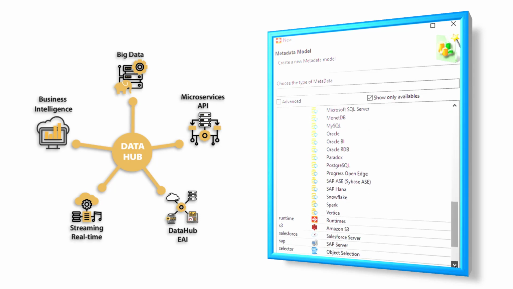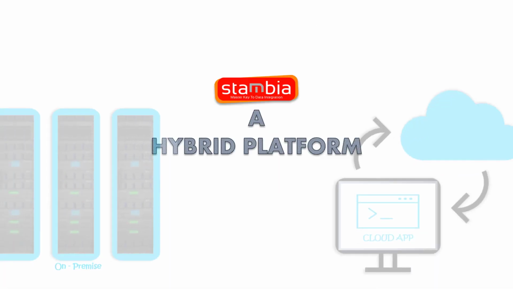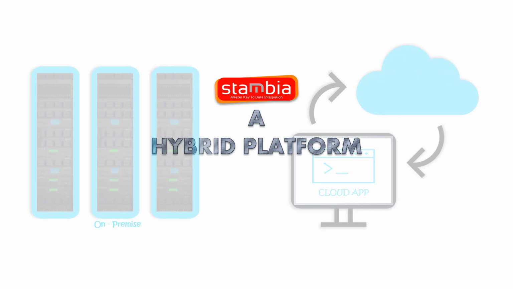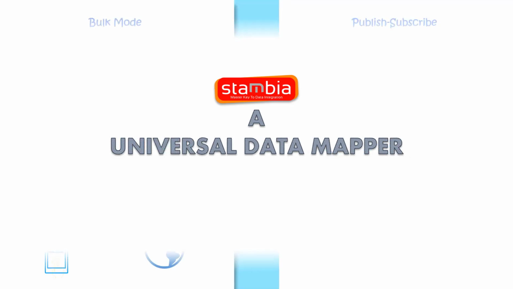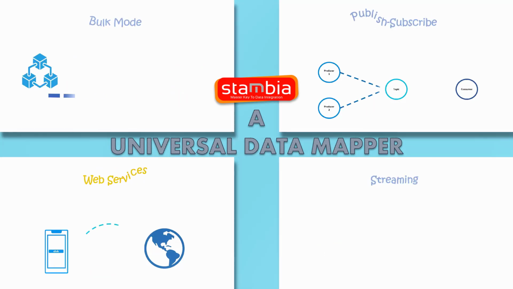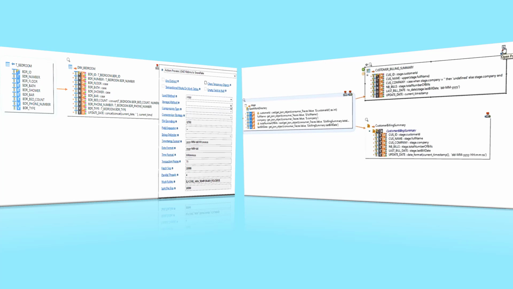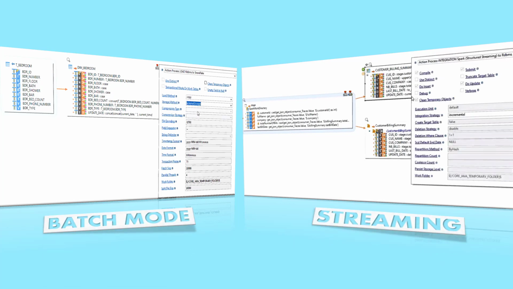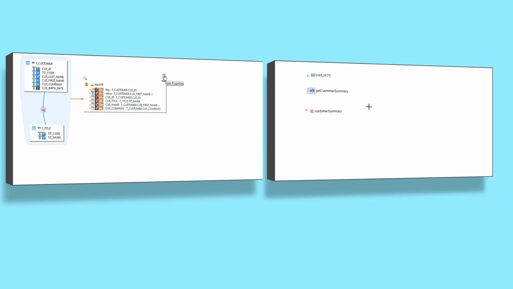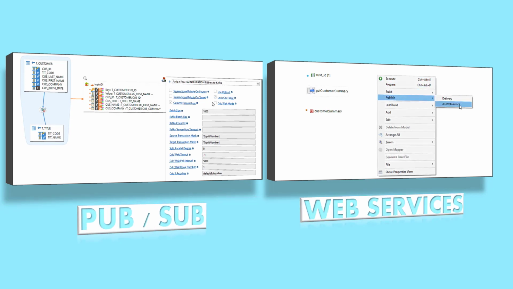With the rapidly increasing as-a-service market, Stambia provides a hybrid integration platform that is flexible in terms of working with on-premise, on-cloud, hybrid, or multi-cloud architectures. On the other hand, to set up synchronous and asynchronous data exchanges, Stambia's concept of a universal data mapper helps users build data pipelines in batch, streaming, publish, subscribe, and as a web service in a simple and consistent way.